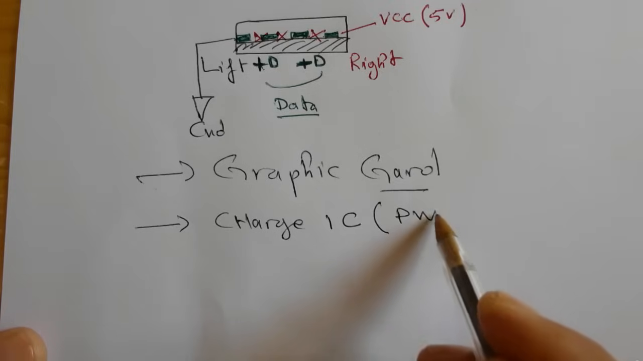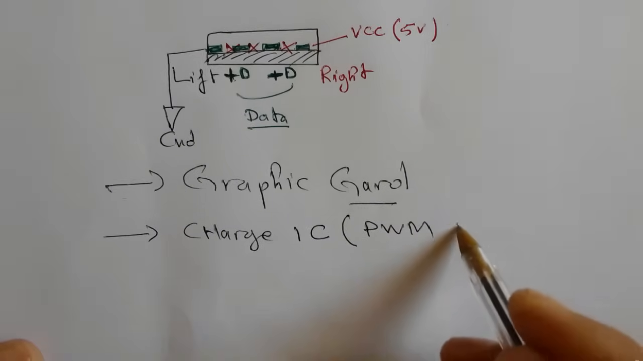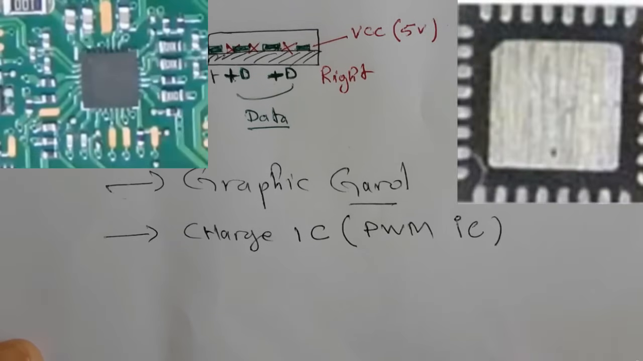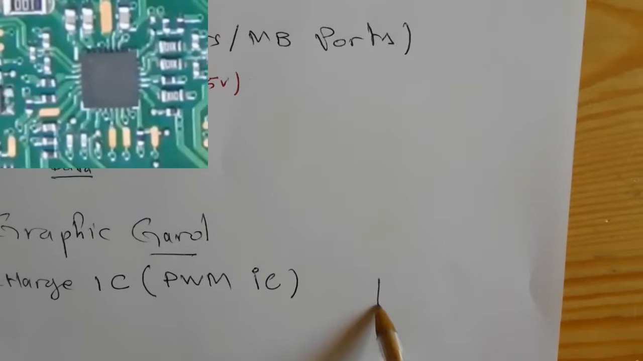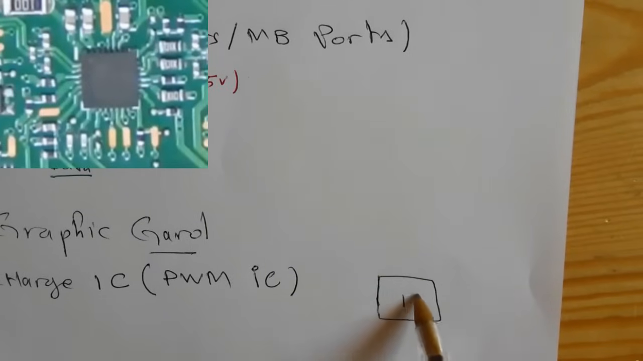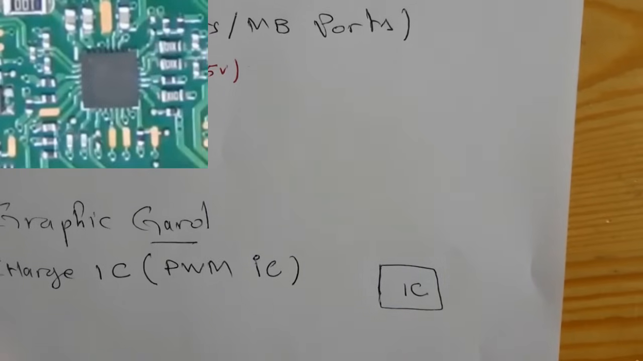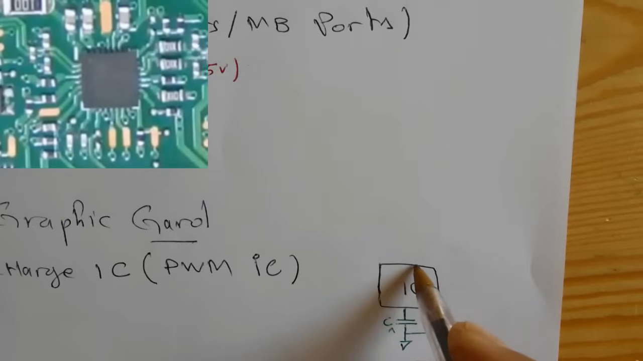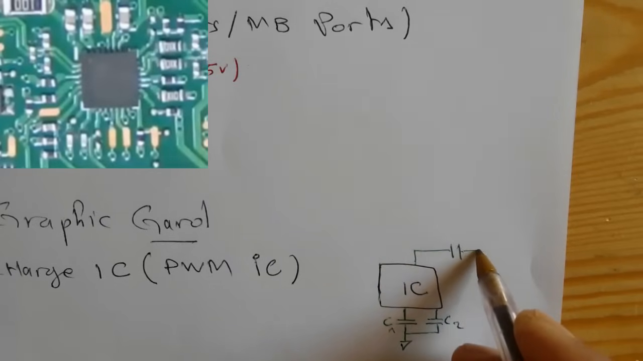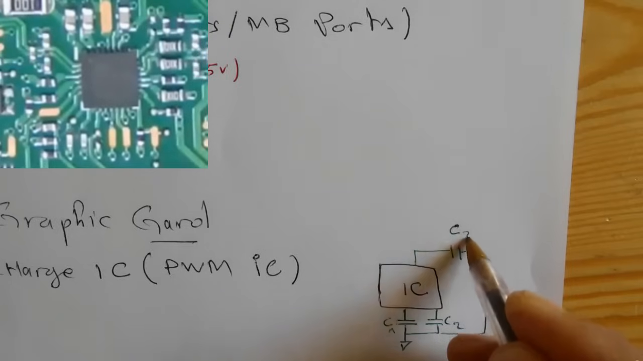Next we have the charge IC or the PWM IC or power management IC. Of course, you should always check this kind of IC. So how can we check the power management IC? Let's assume that this is the IC, for example, in the motherboard. Always next to the IC, you will find ceramic capacitors around the IC. The ceramic capacitor on one side is connected to the IC, and on the other side, the ceramic capacitors are connected to the ground.